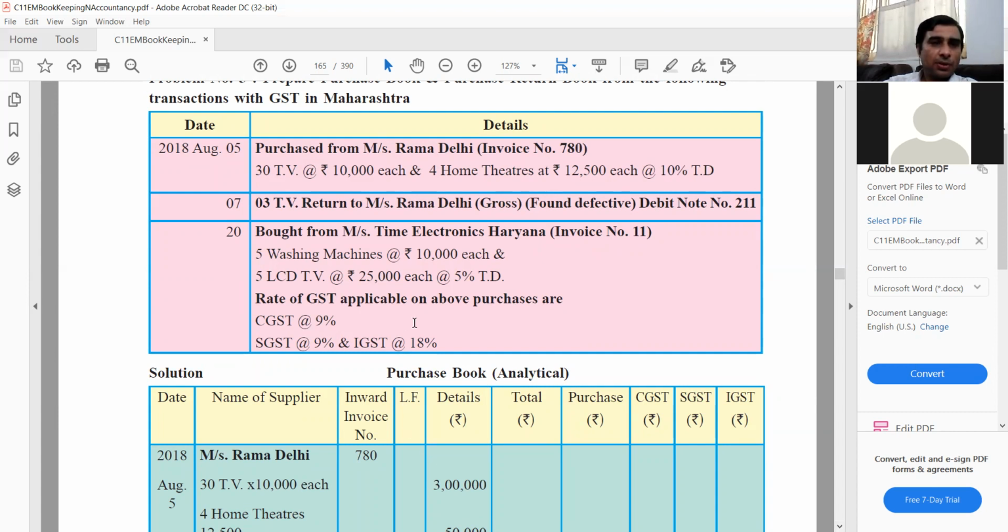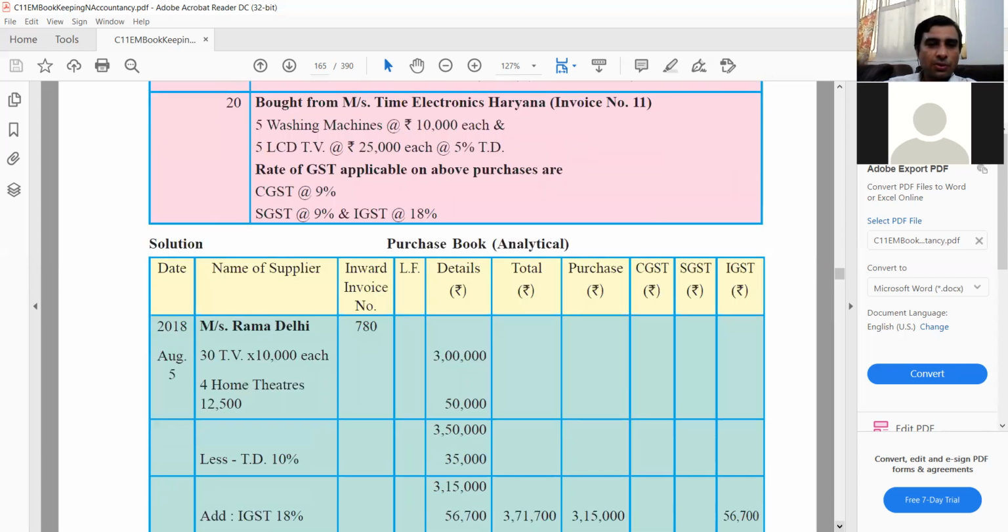So we'll do this example: purchase from Rama Delhi, invoice number 780, 30 TVs at the rate of 10,000. So that is 3 lakhs, and 4 home theaters at the rate 12,500. So that is 50,000. So 3 lakh 50,000 at 10% trade discount. So 35,000 discount on 3 lakh 50,000. So that is 3 lakh 15,000 is the net amount. So 35,000, 3 lakh 15,000.